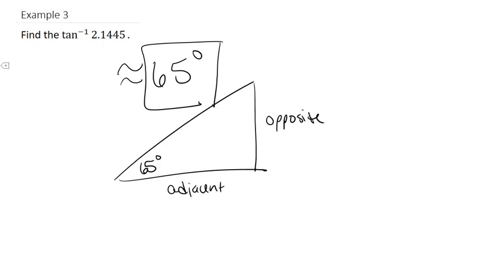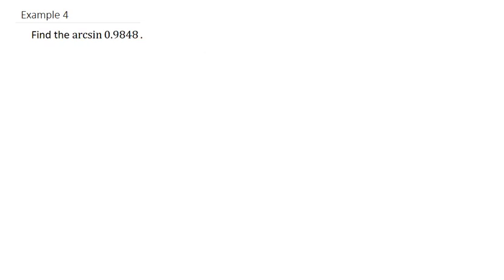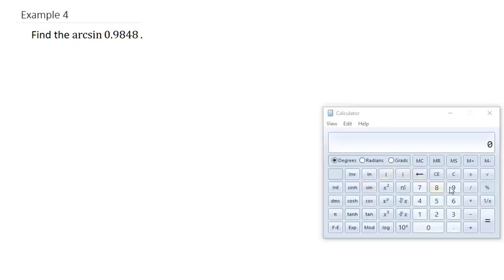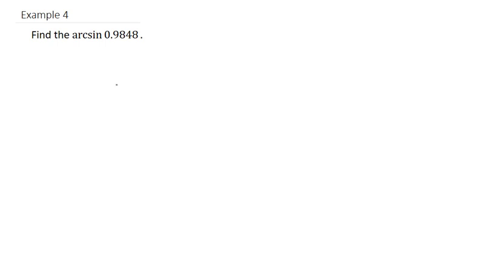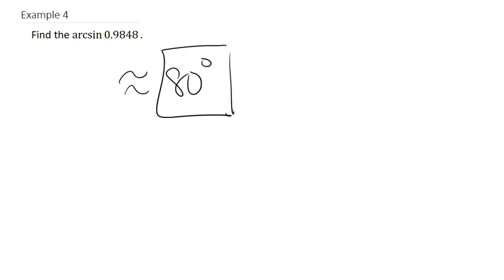Now let's do another example. Example 4. Find the arc sine of 0.9848. So let's get our calculators out. So we would put in 0.9848, take the inverse of sine, and we get 80 degrees.